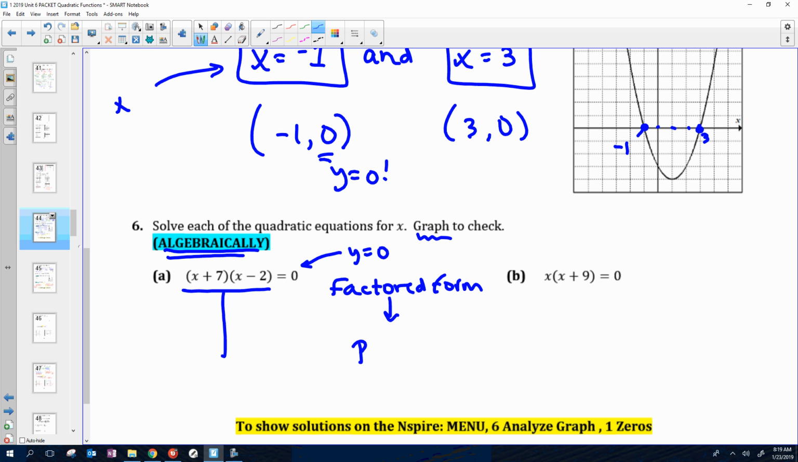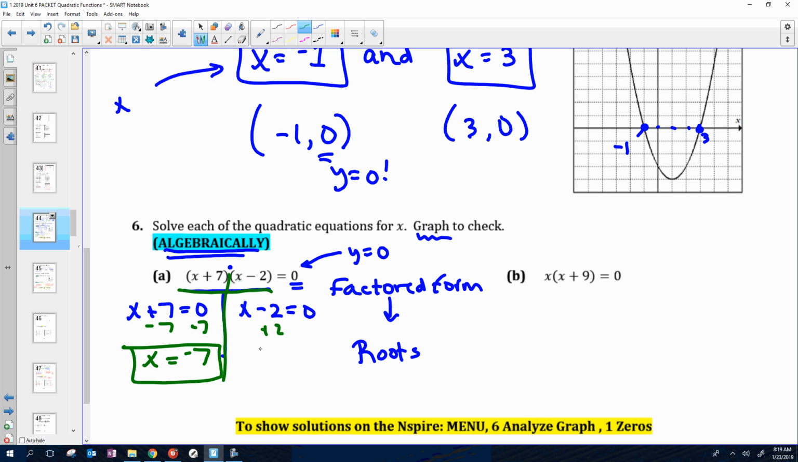You're going to find the roots by setting these factors equal to 0, because this product, the two things multiplied together, must be equal to 0, which means either the x plus 7 equals 0 or the x minus 2 equals 0. So you notice I made this t here to separate the two factors and do two little equations that I need to solve. Subtract 7, x equals negative 7. Add 2, x equals 2. Those are my roots or solutions or x-intercepts.